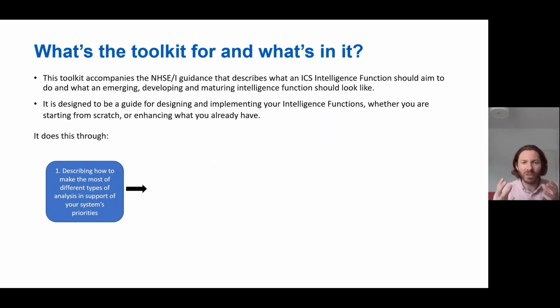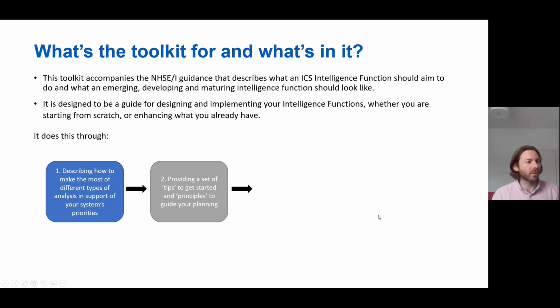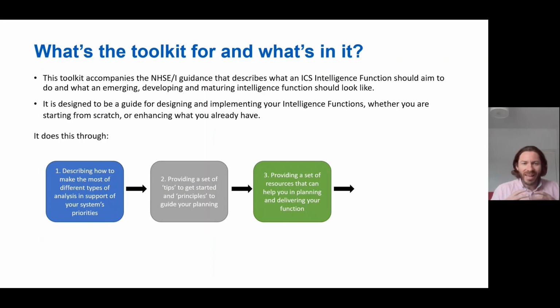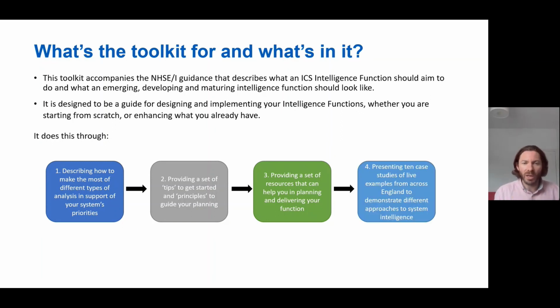First of all, it describes how to make the most of different types of analysis in support of your system's priorities. It then provides a set of tips to get started with your intelligence function and some principles to guide your planning. And this is followed by a set of resources that can help you to design and implement your function. And then finally, we provide learning from elsewhere in the form of 10 case studies from other places who have made progress in their own intelligence development. And these case studies, that's the reason why we're all here today.